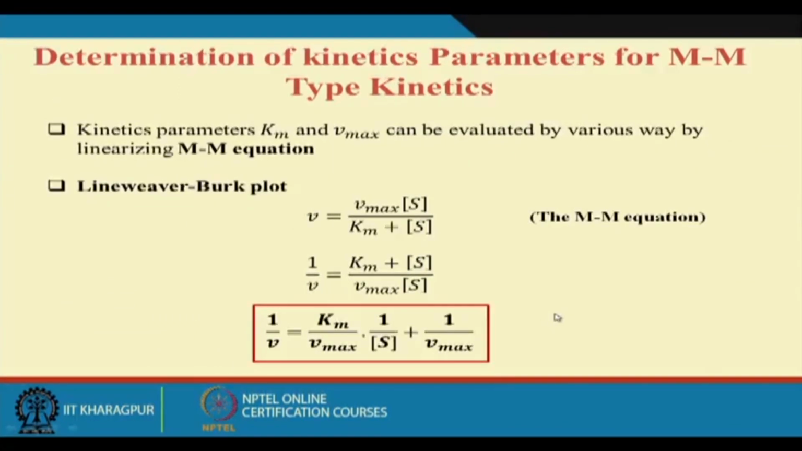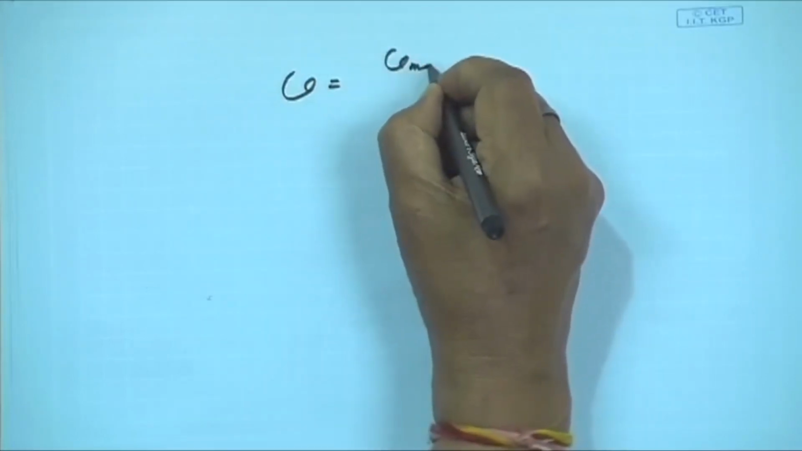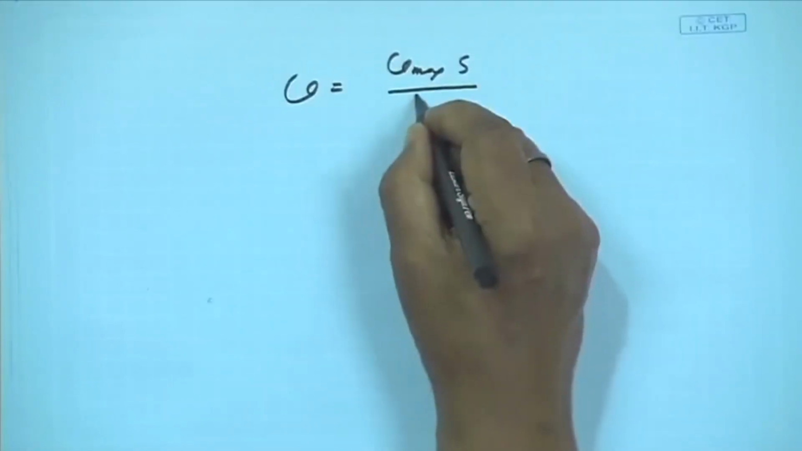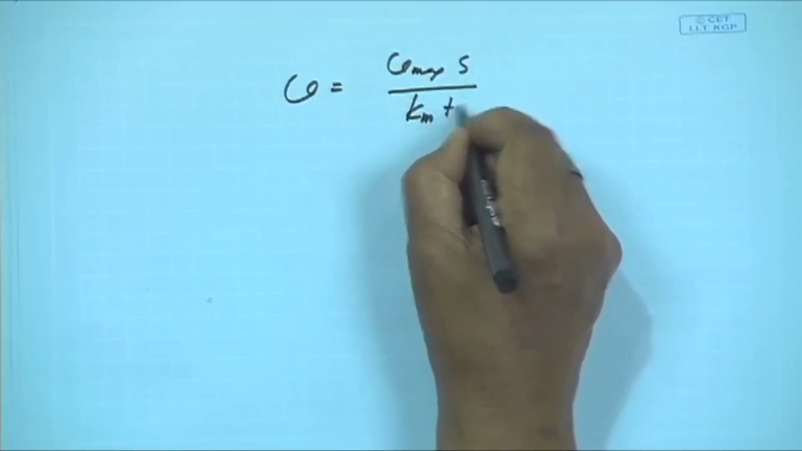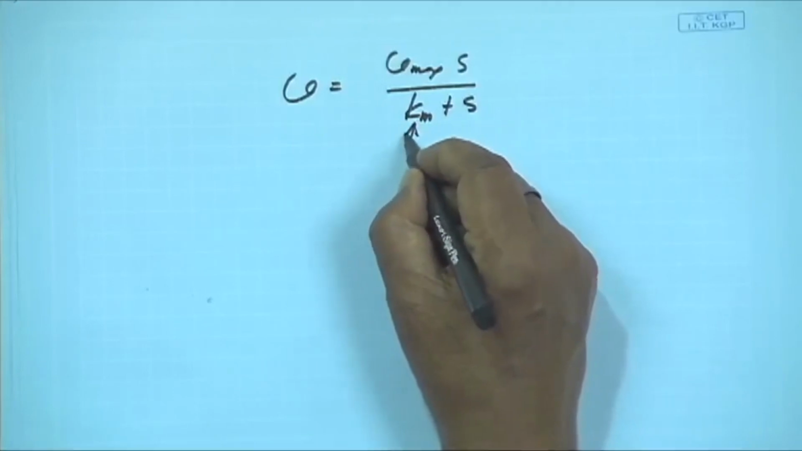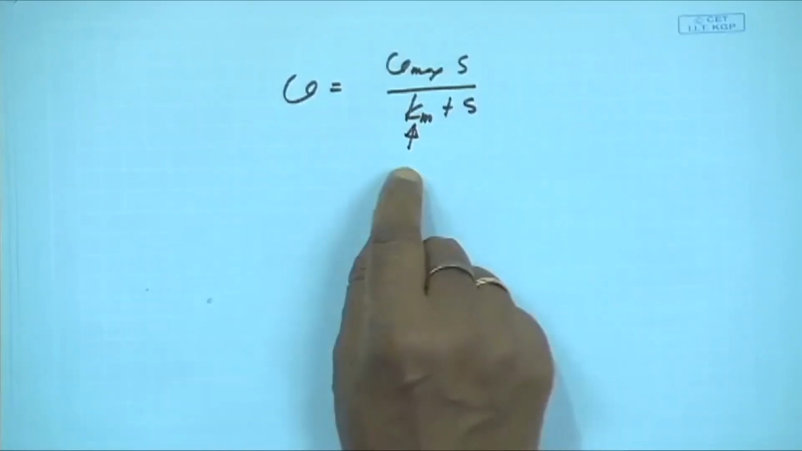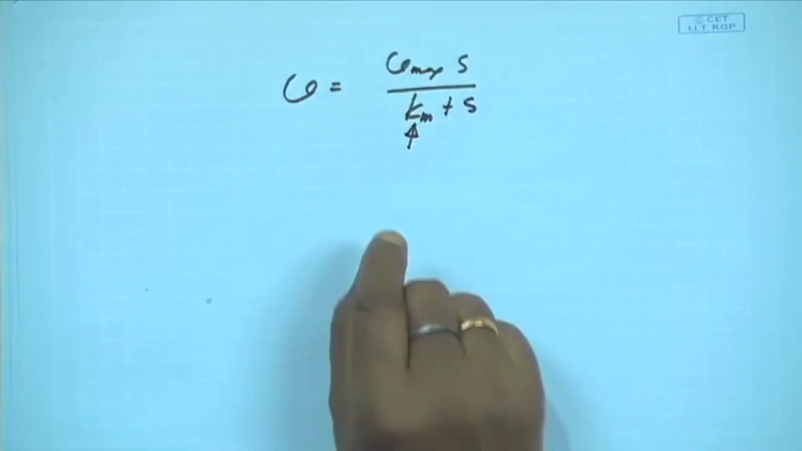Now, the question comes, another point I want to point out here. If you look at V equal to Vmax S divided by Km plus S, what is the significance of the value of Km? The significance is that Km indicates the affinity of the substrate towards the enzyme.